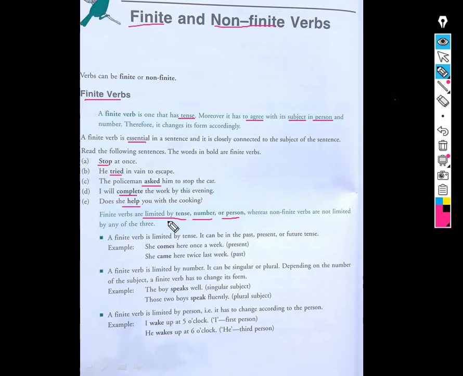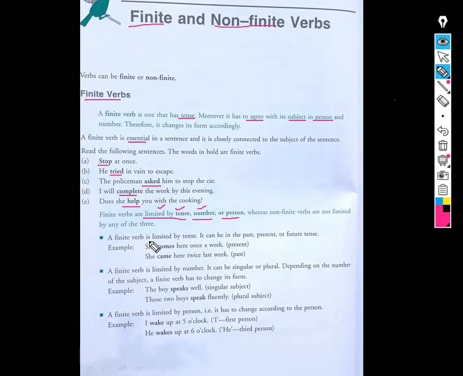Okay? जो non-finite होते हैं उनका ना तो tense change होता है, ना वो number के accordingly change होंगे, ना ही वो person के मुताबिक change होंगे. वो अपनी एक मजबूत और पुख्ता शक्ल रखते हैं, उसी शेप में बाकी रहते हैं. Okay, और we will discuss non-finite verbs in the next lecture. First we are discussing finite verbs. Right now the writer will discuss these three points. Okay, finite verb is limited, महदूद होता है tense के साथ, number के साथ और person के साथ.